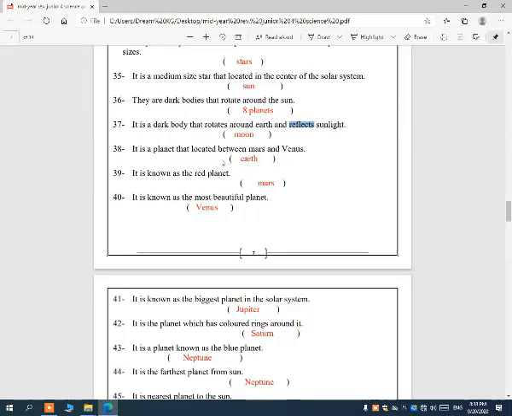38. It is a planet located between Mars and Venus. It will be Earth. It is a red planet. Who is the red planet? Mars. It is known as the most beautiful planet: Venus.